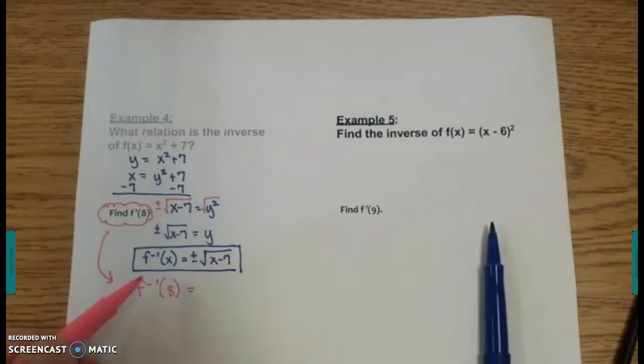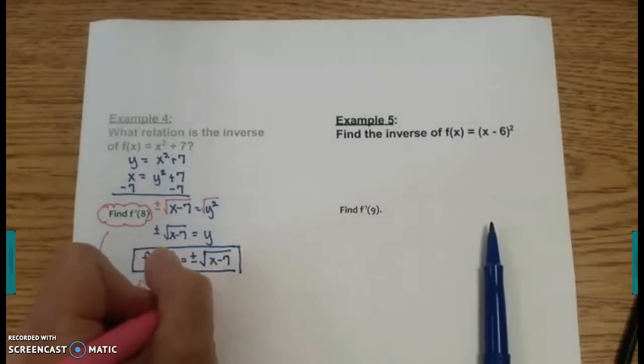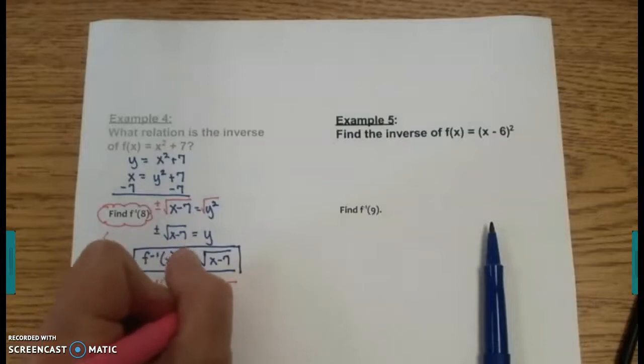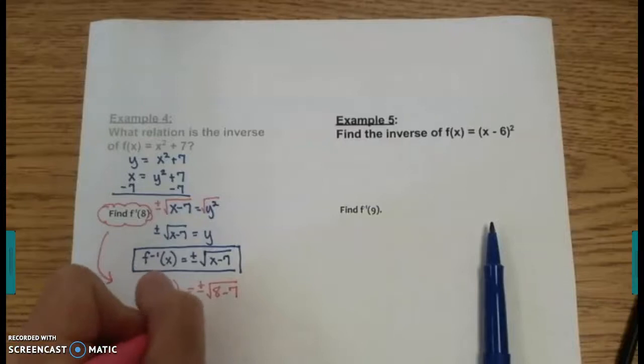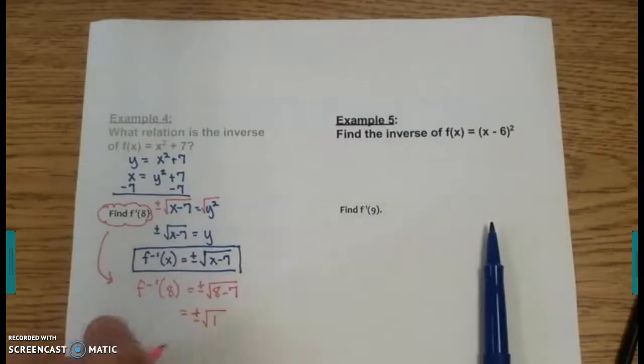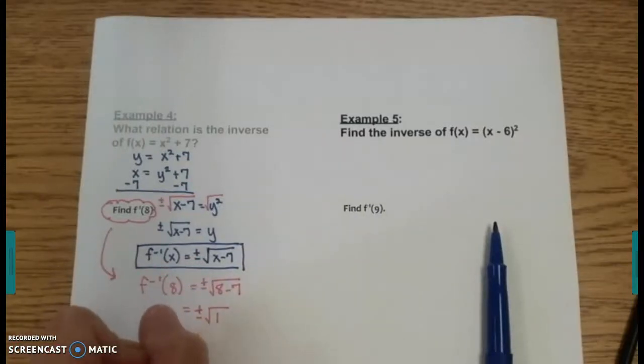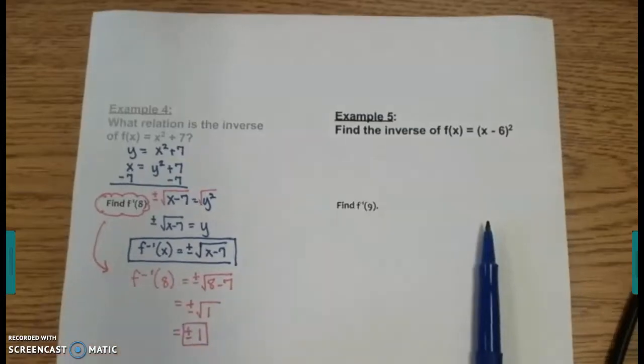So again, if you notice, the 8 replaces the x. That's exactly what you're going to do in the function. You're going to replace that x with the 8. So that's going to give us plus or minus the square root of 1, and the square root of 1 is 1. So your two solutions are plus or minus 1.